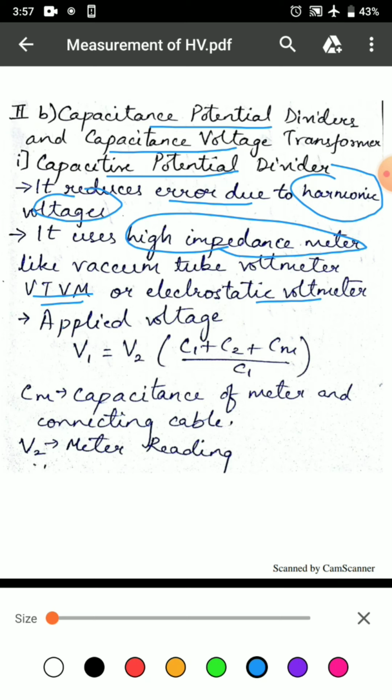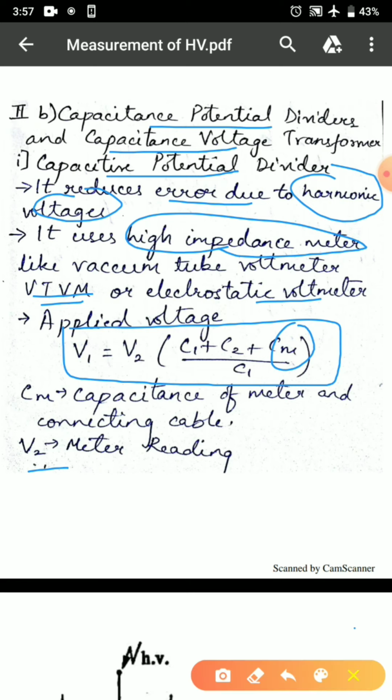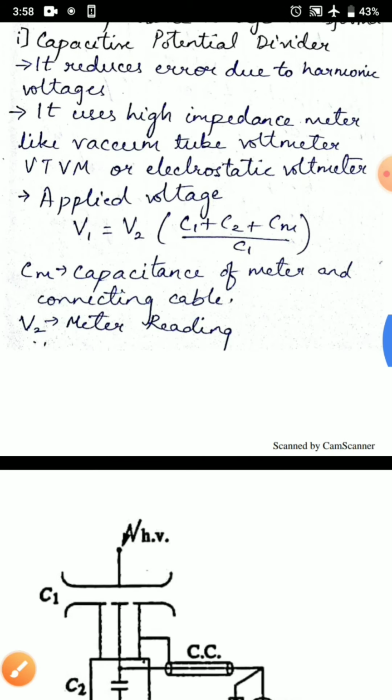The applied voltage can be given by V1 is equal to V2 into (C1 plus C2 plus Cm) upon C1, where Cm is the capacitance of the meter and connecting cable. V2 here is the meter reading. Let us go through the circuit setup for the capacitance potential divider.